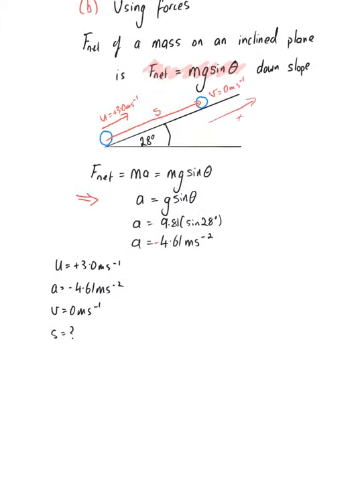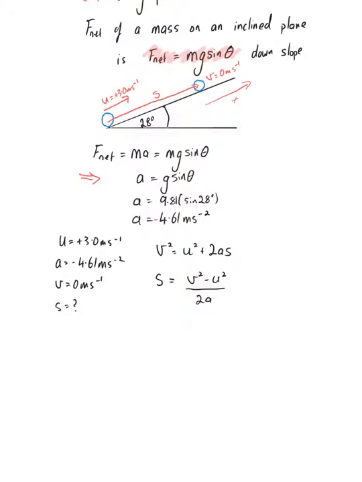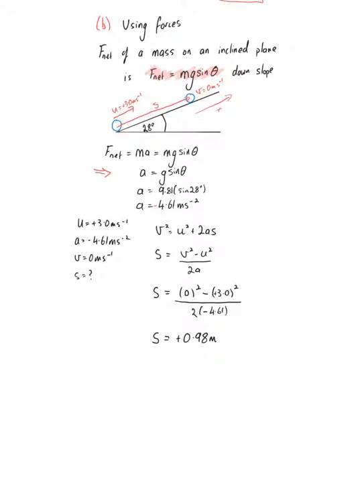Writing out what we know and what we want to find out, we see that the equation of motion we want to use here is v squared equals u squared plus 2as. Making s the subject, we get that s equals v squared take u squared divided by 2a. Subbing in and solving, I find that the displacement up the ramp achieved by the ball is 0.98 meters.